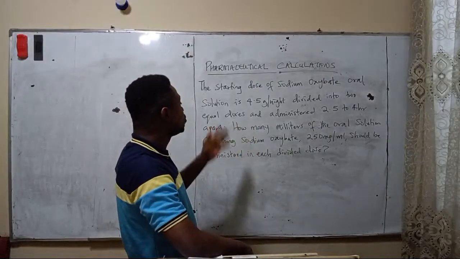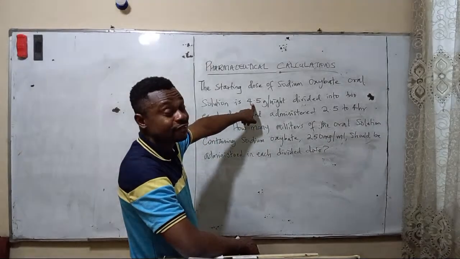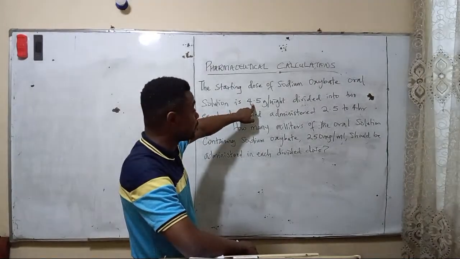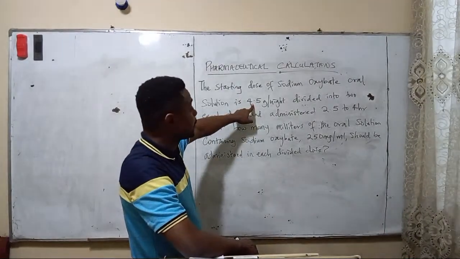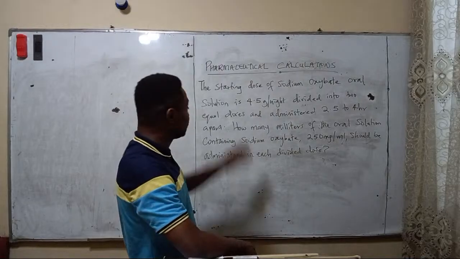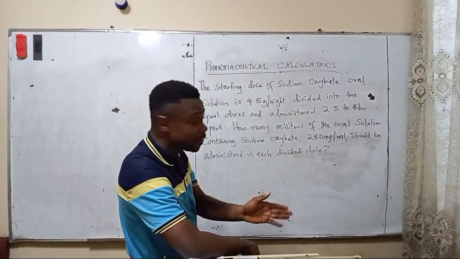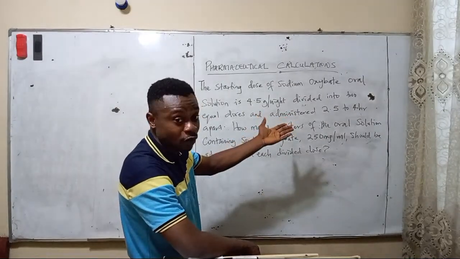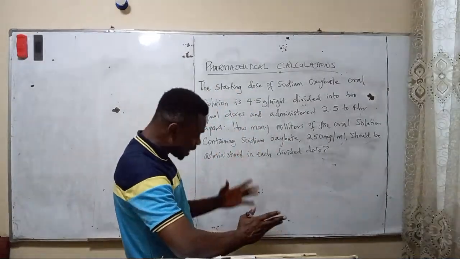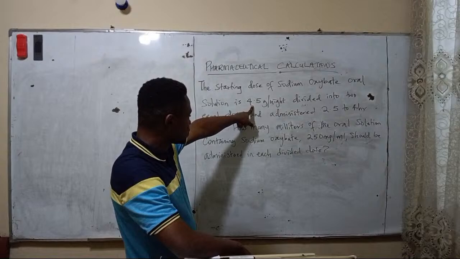Now, when divided into 2 equal doses, what it means is that if you divide 4.5, you get 2.25. So the patient takes 2.25 grams first, and the second one, 2.25 grams, after 2.5 hours to 4 hours. So the total dose per night is 4.5 grams.